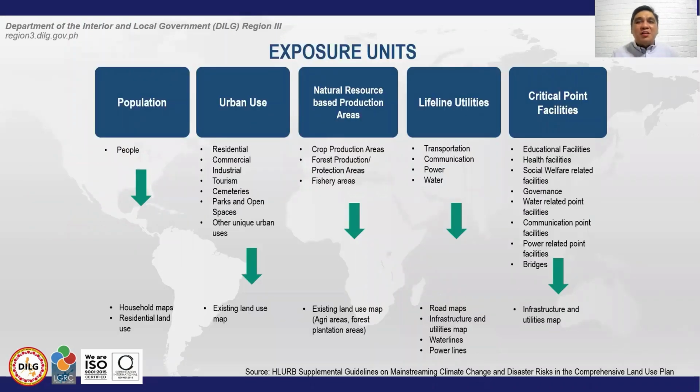There are 5 exposure units that you have to consider in building your exposure database. What should be included depends on your study area. For instance, many highly urbanized cities do not include natural resource-based production areas because they have no agriculture, forestry, and fishery areas. Let us look at each of them.